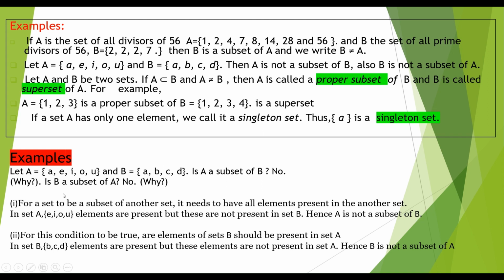Next, is B a subset of A? No. Why? Again, for this condition, the elements of set B should be present in set A. Set B is b, c, d. These elements are not present in set A, hence B is not a subset of A.